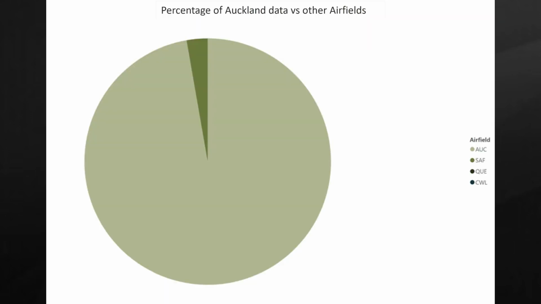We have visualized the amount of data we have for each airfield. 97.26% of our data comes from the Auckland airfield, and only 2.74% of our data comes from all the other 3 airfields combined, and we will be unable to use these other 3 airfield datasets to conduct meaningful analysis. We will continue our analysis with a focus on the Auckland airport.